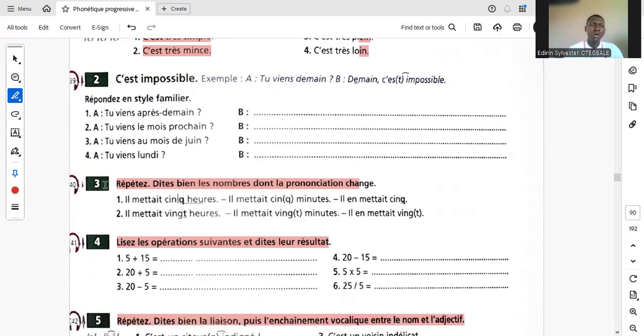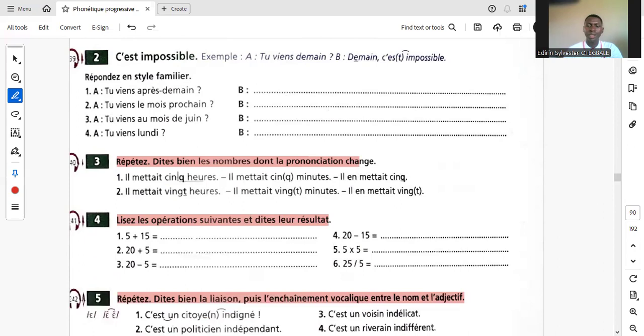Exercice 3. Il mettait cinq heures. Il mettait cinq minutes. Il en mettait cinq. Il mettait vingt heures. Il mettait vingt minutes. Il en mettait vingt.